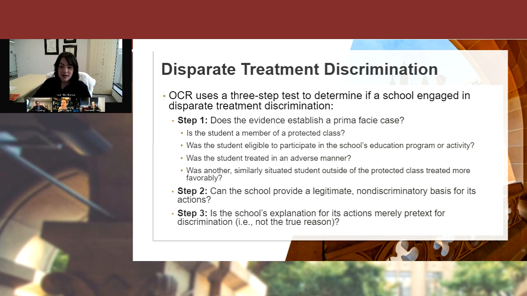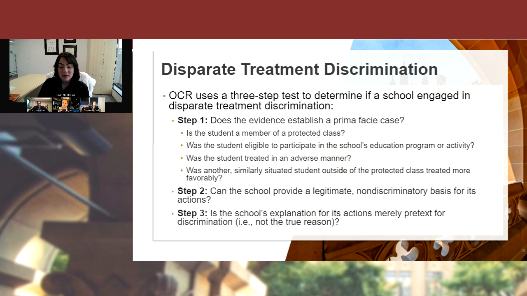So the first thing that they're going to look at is if we have a prima facie case of discrimination. And what that means is, do we have those basic elements just on its face when we're looking at the claim here? Are those basic elements there? So they're going to look at if the student is a member of a protected class. So if they are not a member of one of these protected classes, the claim goes away right there.